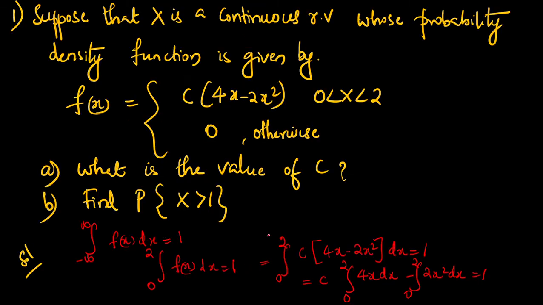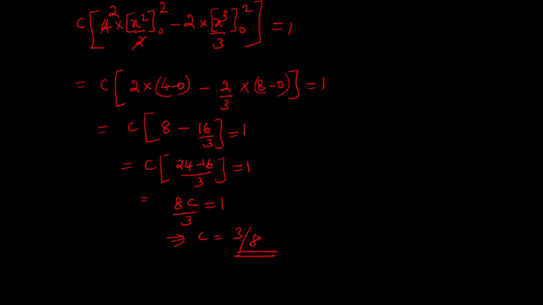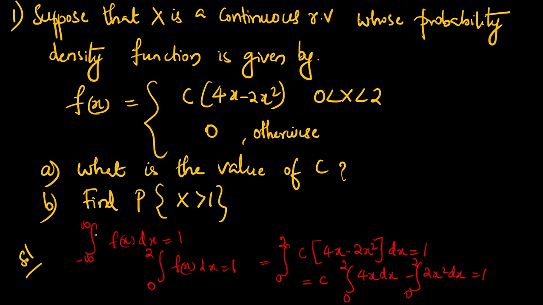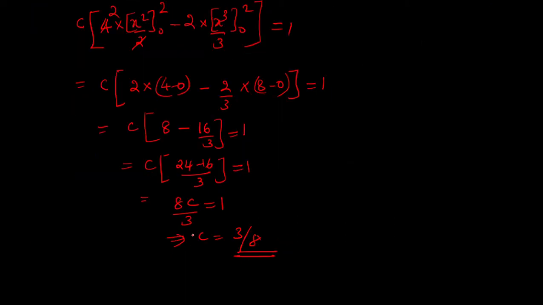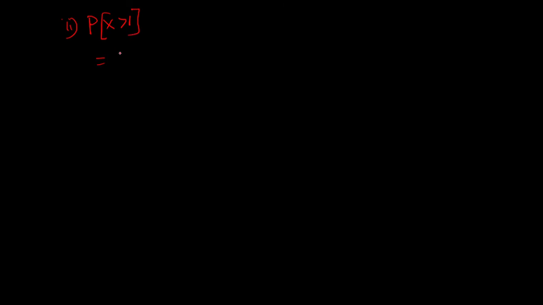Next, we have to find p of x greater than 1. P of x greater than 1. Substitute in our standard property, that is integral minus infinity to plus infinity f of x dx equal to 1. Here the range is from 1 to infinity. Since x is greater than 1, therefore we update the limits as integral 1 to infinity f of x dx equal to integral 1 to infinity f of x dx.